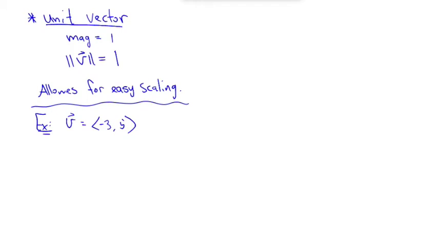Well, find out. The magnitude of v is equal to the square root of (-3) squared plus 5 squared. If you have a unit vector, the magnitude of the vector is going to equal 1.